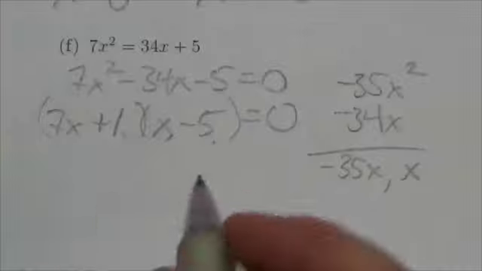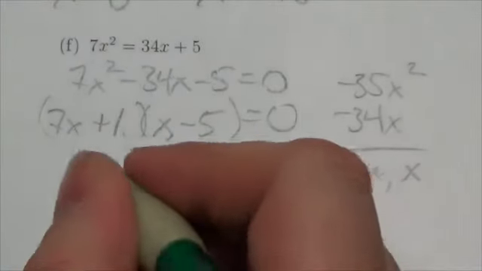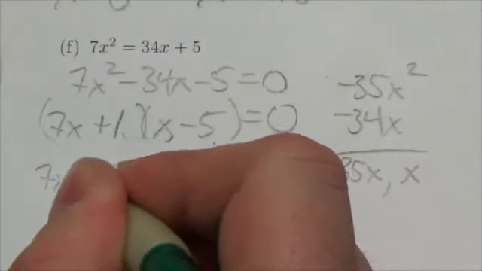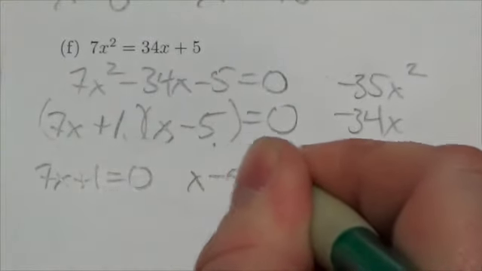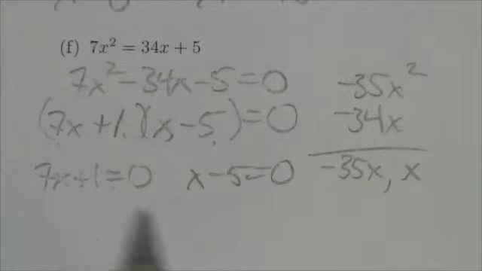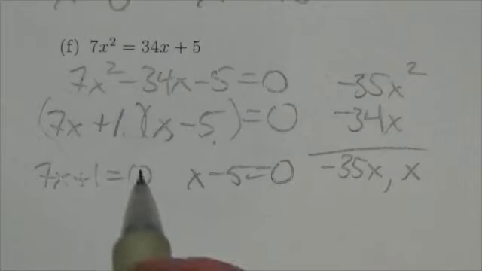I'm not done yet, but what I'm going to do is erase those little bits of help that I gave myself. And I'm going to take each individual factor here and set them equal to 0, because if I've got two factors whose product is equal to 0, that means one of them has to be 0. Could be either one, but one of them's got to go to 0 at any given time.